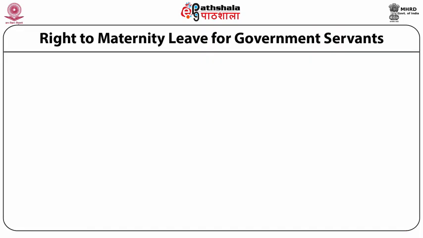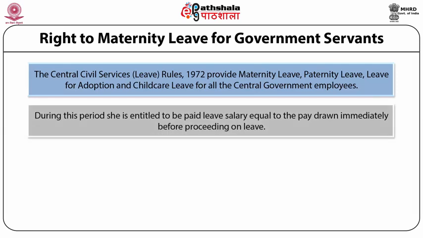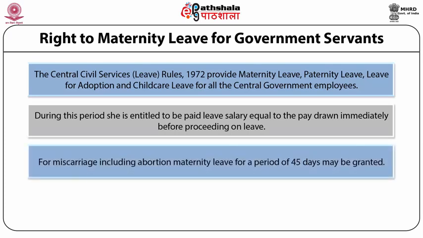Right to maternity leave for government servants. The Central Civil Services Leave Rules 1972 provide maternity leave, paternity leave, leave for adoption, and childcare leave for all central government employees. A female government servant with less than 2 surviving children may be granted maternity leave by the competent authority for a period of 180 days from the date of its commencement. During this period, she is entitled to be paid leave salary equal to the pay drawn immediately before proceeding on leave. For miscarriage, including abortion, maternity leave for a period of 45 days may be granted.